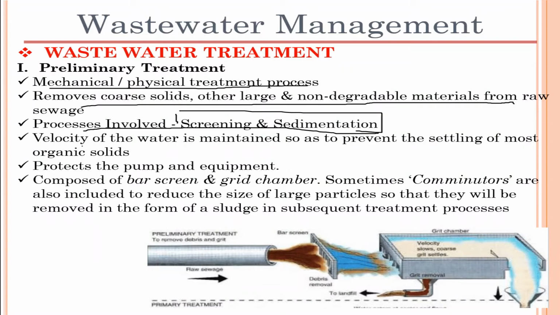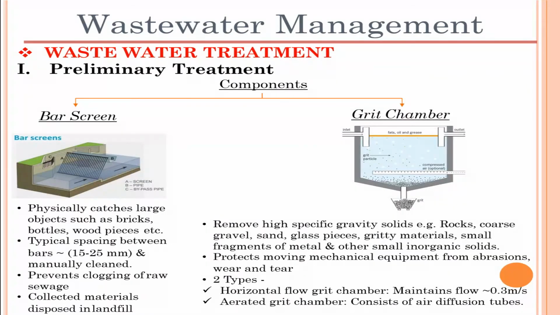comminutors. I'll show you a picture of a comminutor in the next slide, and how it looks, which are included in the preliminary treatment, basically to reduce the size of the large particles so that they will be removed in the form of sludge in the subsequent treatment process. Basically, there's a grinding thing to remove it. So basically these are two things: one is the bar screen and one is the grit chamber.